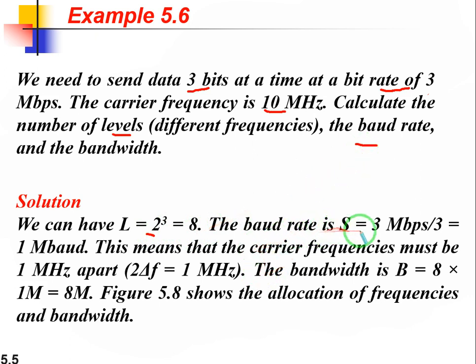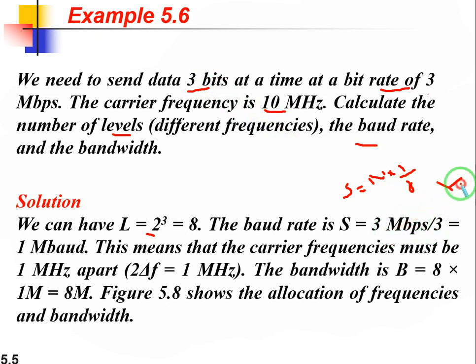Okay, the second is the baud rate. So the baud rate is S is equal to 3 Mbps divided by 3. You know about this formula, S is equal to N multiplied by 1 divided by r. So what is your N? What is your bit rate? Bit rate is 3 Mbps, and how much is your r? 3 bits per signal, so 1 over 3. So you simply put it in.